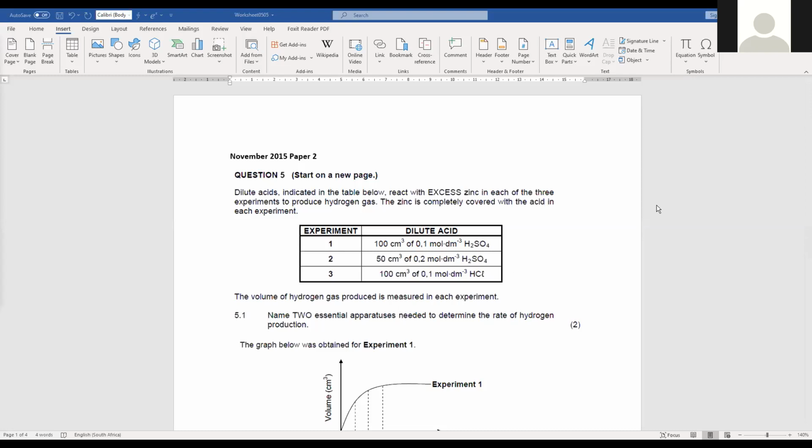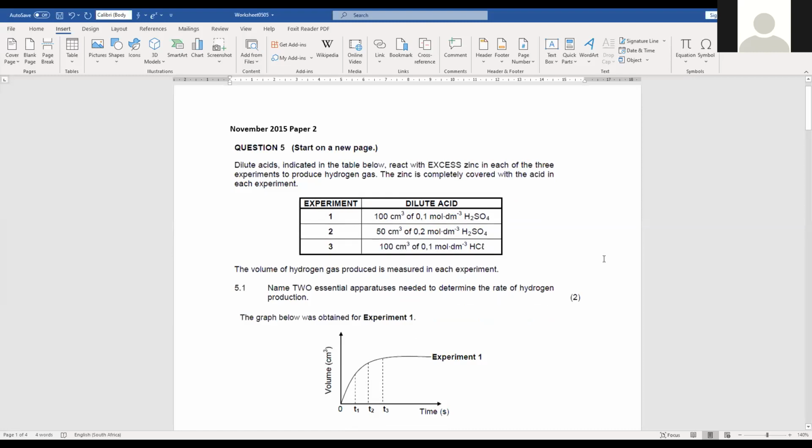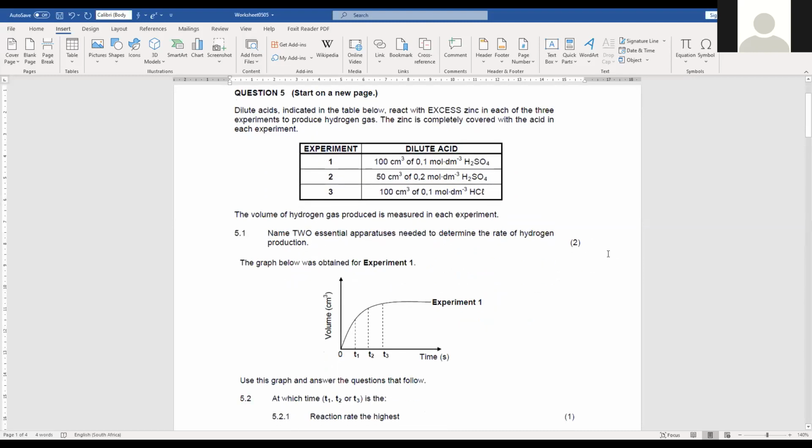Okay. So question 5 says you've got a dilute acid indicated in the table below. It reacts with excess zinc in each of the 3 experiments to produce hydrogen gas. The zinc is completely covered with the acid in each experiment, and then they give us the 3 different experiments, and they tell us the volume of hydrogen gas produced is measured in each experiment.